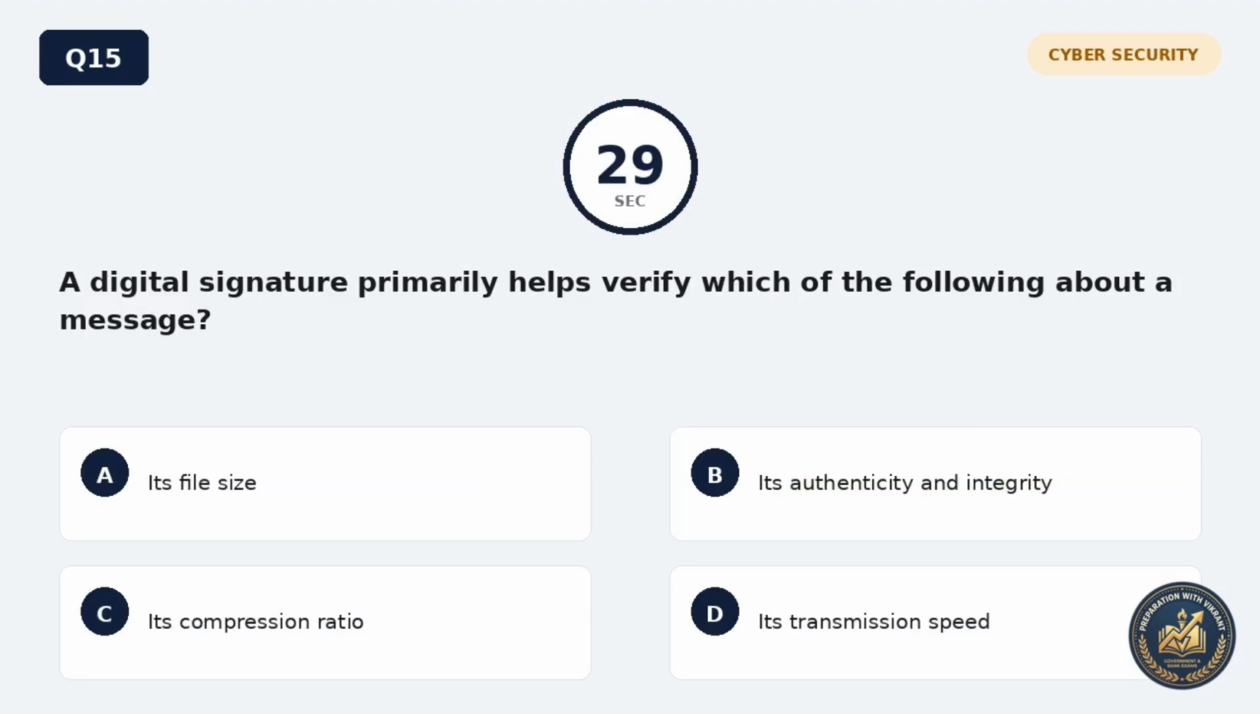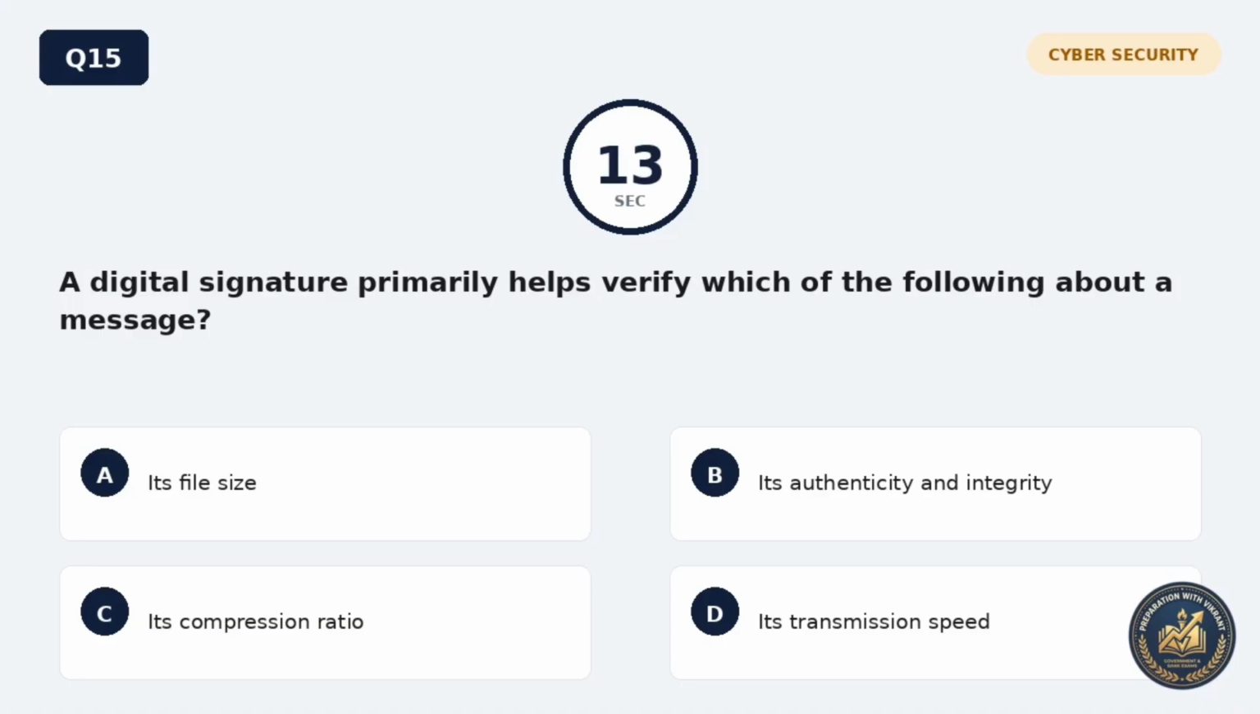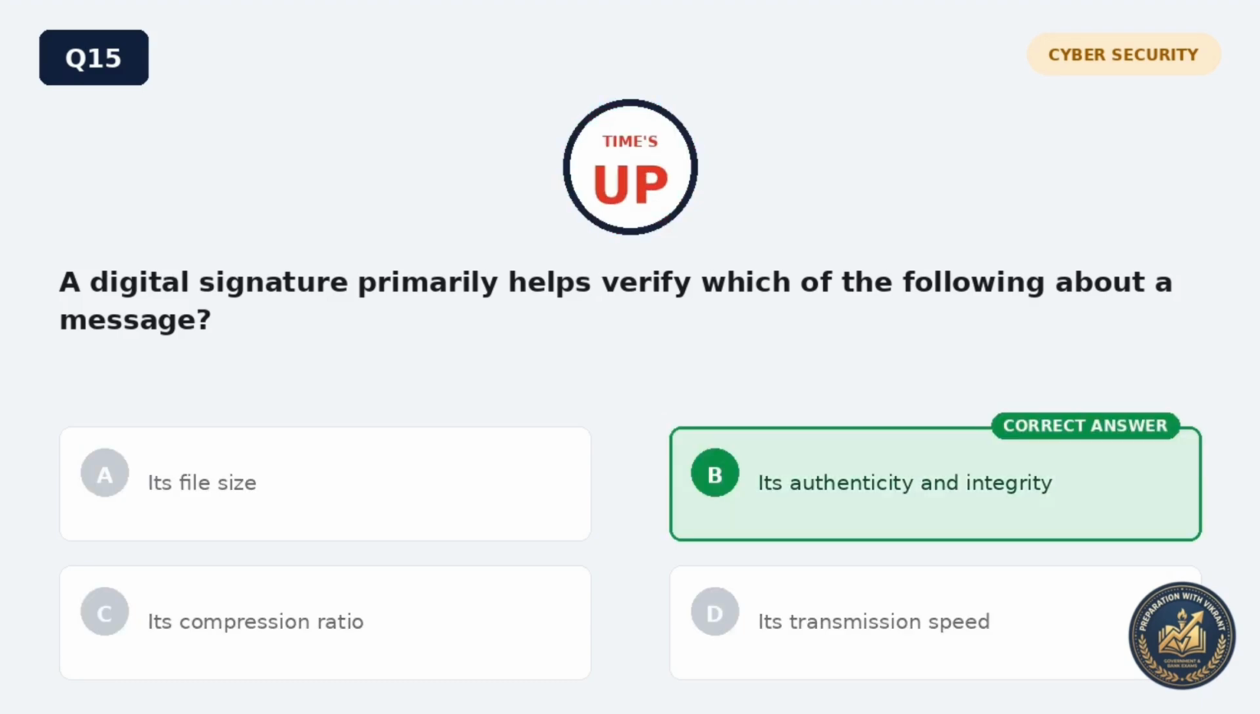Moving to next question. A digital signature primarily helps verify which of the following about a message? Option A, its file size. Option B, its authenticity and integrity. Option C, its compression ratio. Option D, its transmission speed. So the correct answer is option B, its authenticity and integrity.